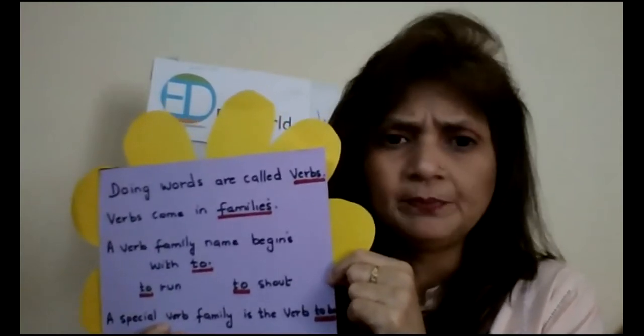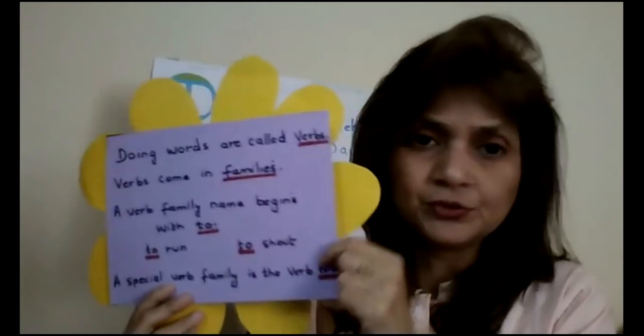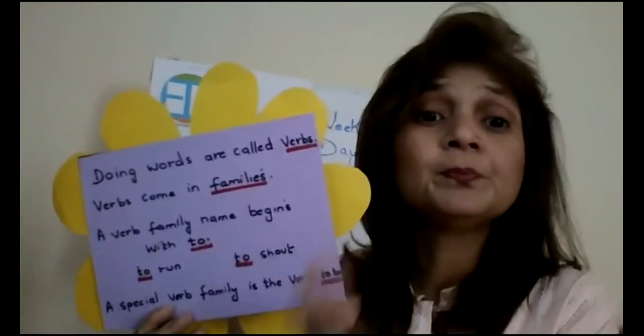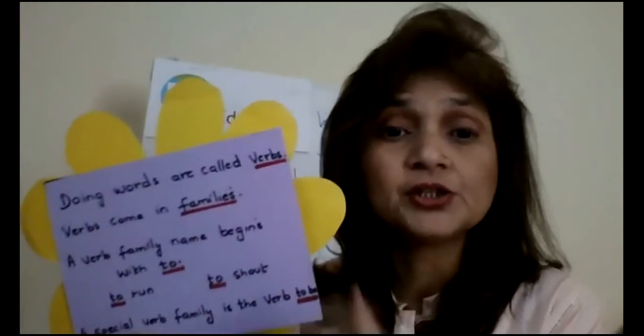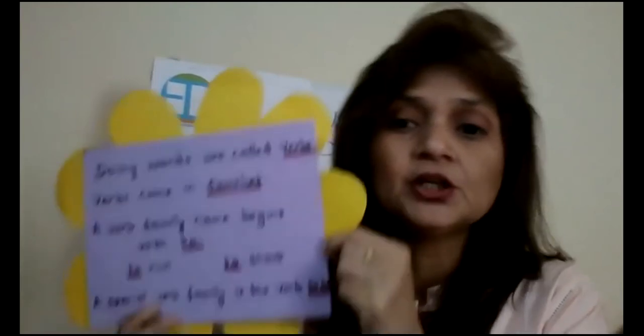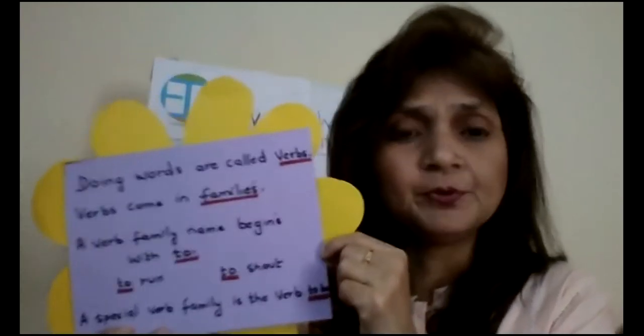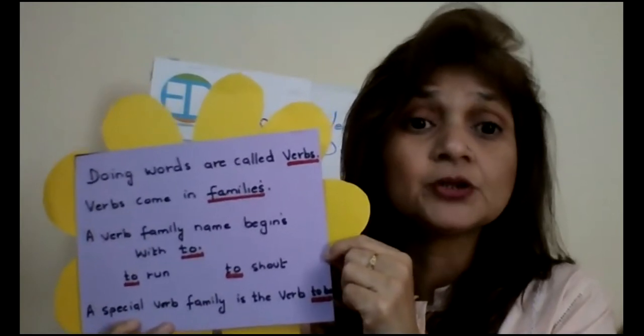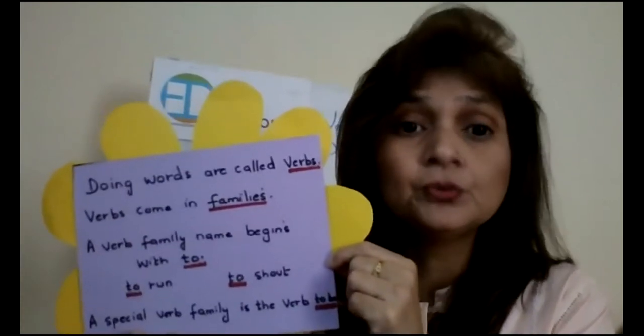I'm not going to repeat it again. I'm just going to explain it like this. To run, to shout, to play, to write, to read, to eat. So this is the verb family that begins with "to", and a special type of verb in this family is the verb "to be".